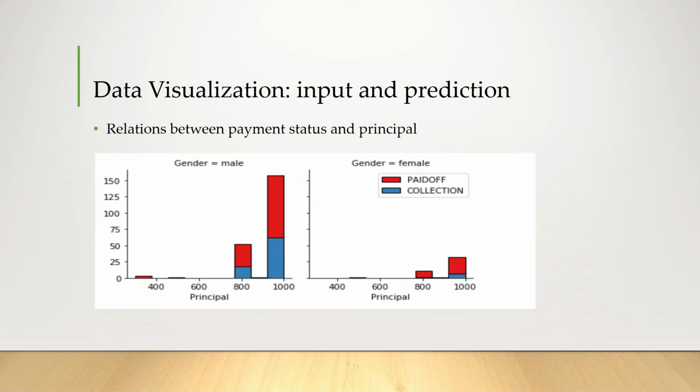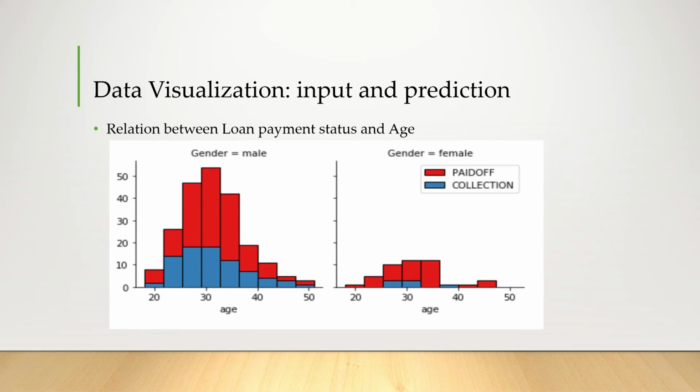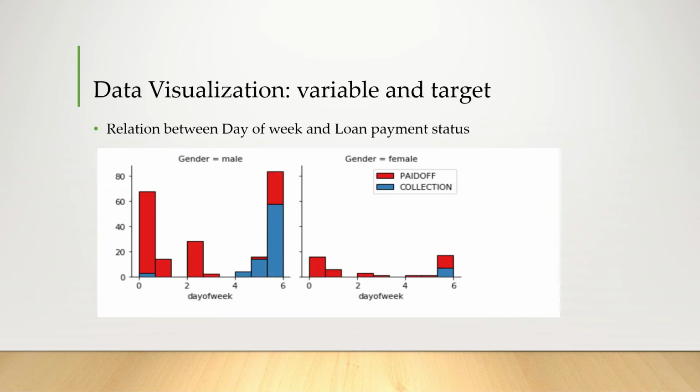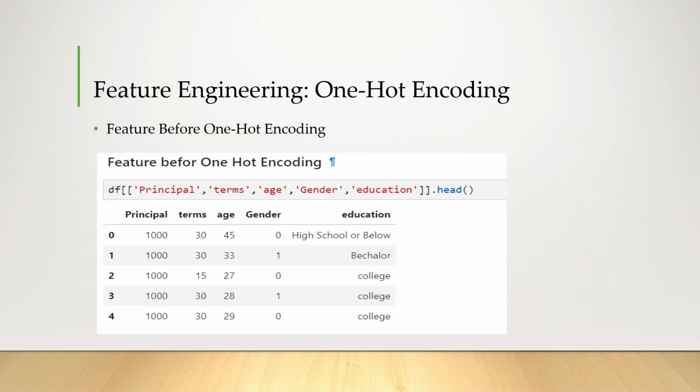Next, we will have some data visualization to examine the relationships between the input variables and our target values. For example, the relationship between principal and payment status, the age and the loan payment status, the day of the week and loan payment status.